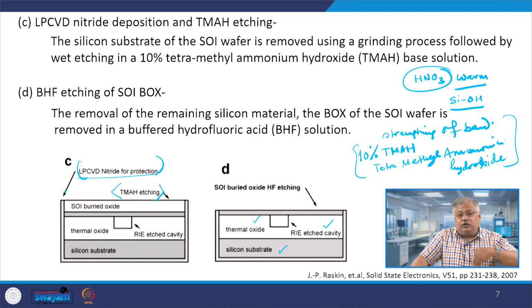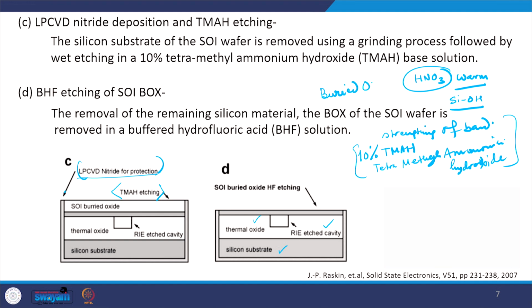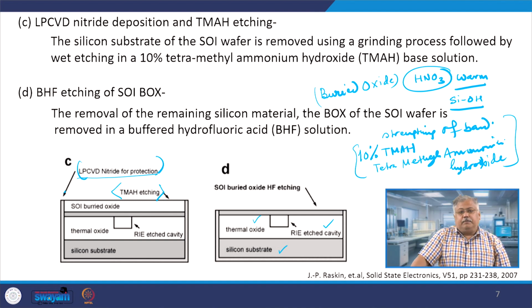So, after you have removed the remaining silicon material, the BOX of the SOI, BOX is basically buried oxide. Buried oxide is basically thermally grown large thickness oxide, that can be removed using a buffered HF or hydrofluoric acid solution easily, and the rate of etching will be quite important in order to etch out the BOX layer, the buried oxide layer, right. And this gives you typically the silicon nitride which you have grown, approximately 0.2 micron thick, and 2 micrometer thick silicon which you grow.